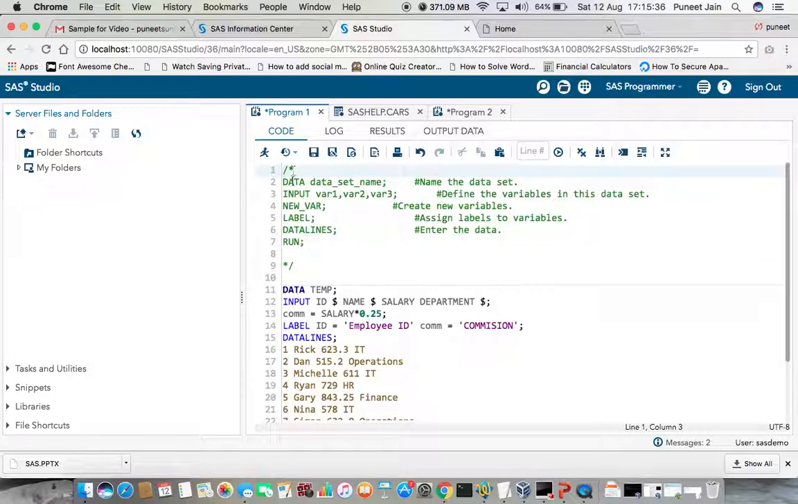Line 1 and line 9 have hash and star, then star and hash. This means any data which has been input between these two operators will go as a comment. Any comment in any code means that these set of lines, for the example over here from line 1 to 9, will not be read by the compiler while executing or running the code, right?